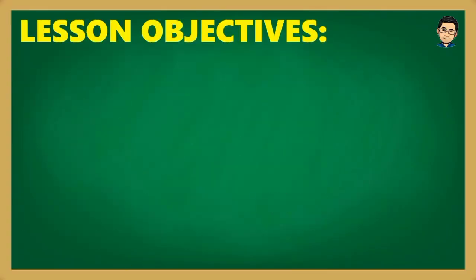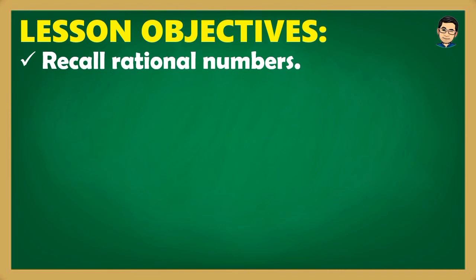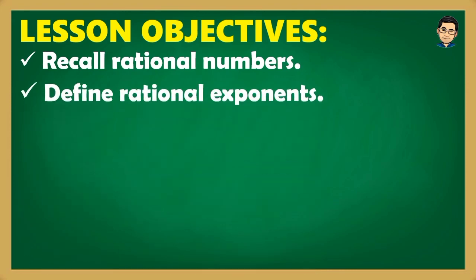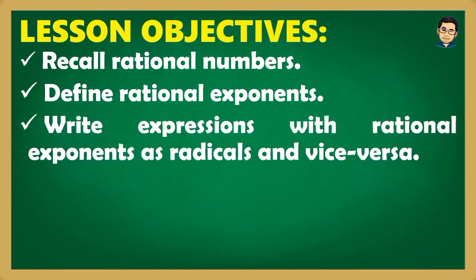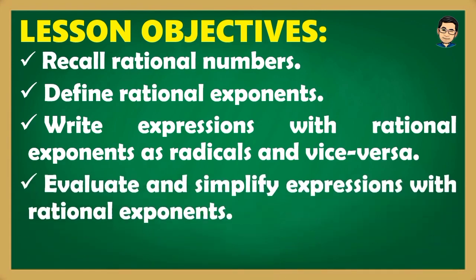For our lesson objectives, first, of course, we will recall rational numbers. I-define natin, magbibigay tayo ng example ng rational numbers. And then, we will define rational exponents, as well as write expressions with rational exponents as radicals and vice versa. And then, of course, we will evaluate and simplify expressions with rational exponents. Kung anong pinagkaiba ng evaluate and simplify, makikita po natin yan during our discussion.